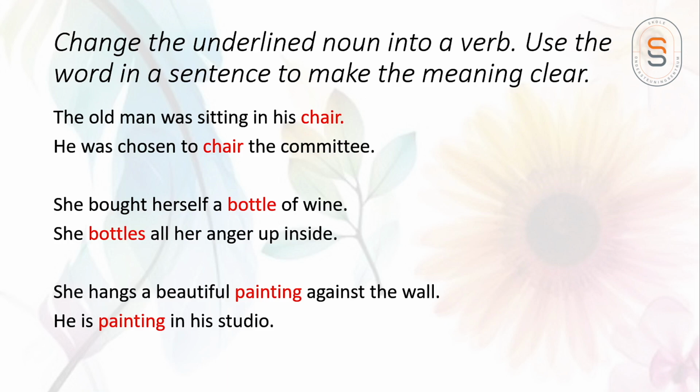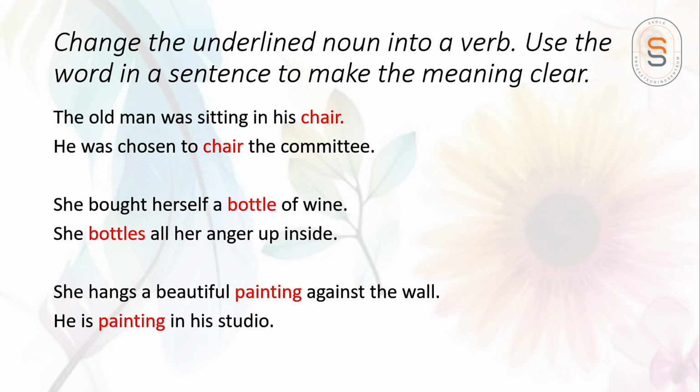Right, so to change the word chair, which is a noun, into a verb, I chose the sentence, he was chosen to chair the committee. In other words, he was the chairperson of that committee. Right, but that is used as a verb in that sentence. The same with the second one, she bought herself a bottle of wine. Bottle being the noun in the first sentence. Now, using it as a verb, she bottles all her anger up inside.